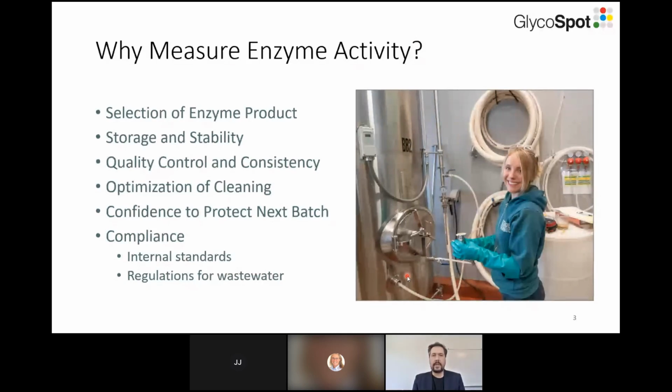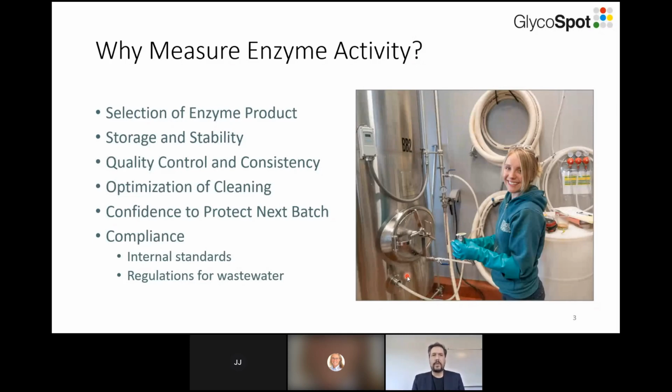And then there are all the non-enzymatic components of the cleaning, so all the detergents and surfactants and alkaline and acidic chemistry. By measuring enzyme activity and how it interacts with all these different products, as well as your particular process, it can help you choose the right product for your use case.